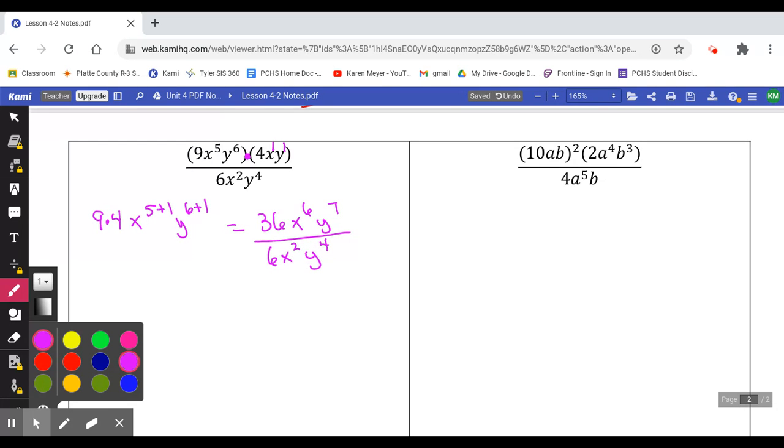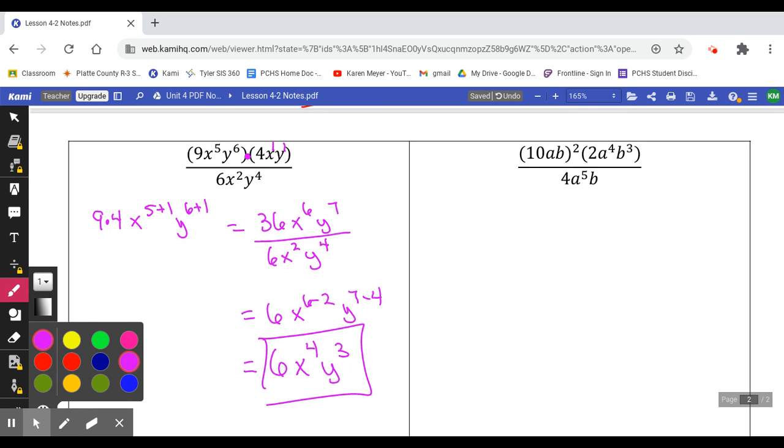So now we're just going to divide our coefficients. 36 divided by 6 is 6. And then we're going to subtract our exponents, top minus bottom. So we're looking at the final answer of 6x to the 4th power, y to the 3rd power.